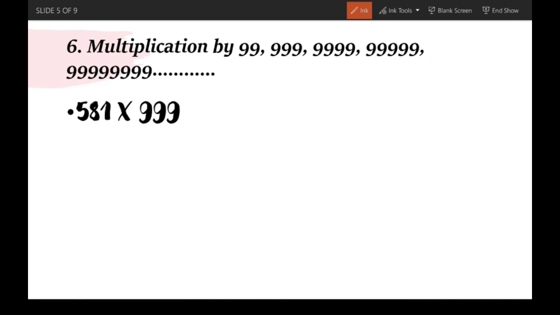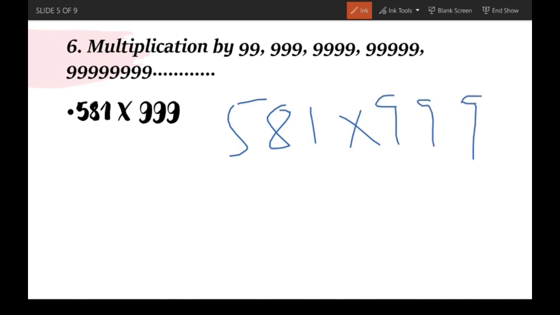In this example, 581 into 999, we have the same number of digits on both sides, 3 and 3. So we can apply this trick. How are you going to do this? We have 581 into 999. The first step is that we have to subtract 1 from this 581, any number. So the answer is 580.